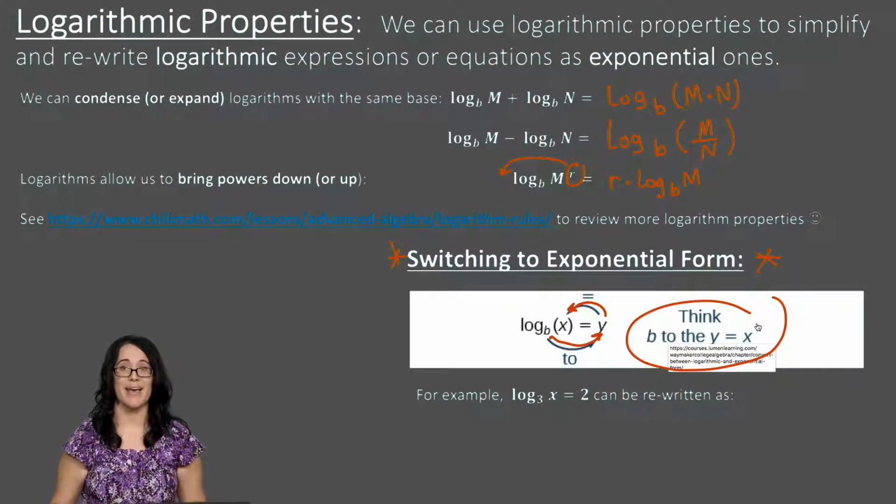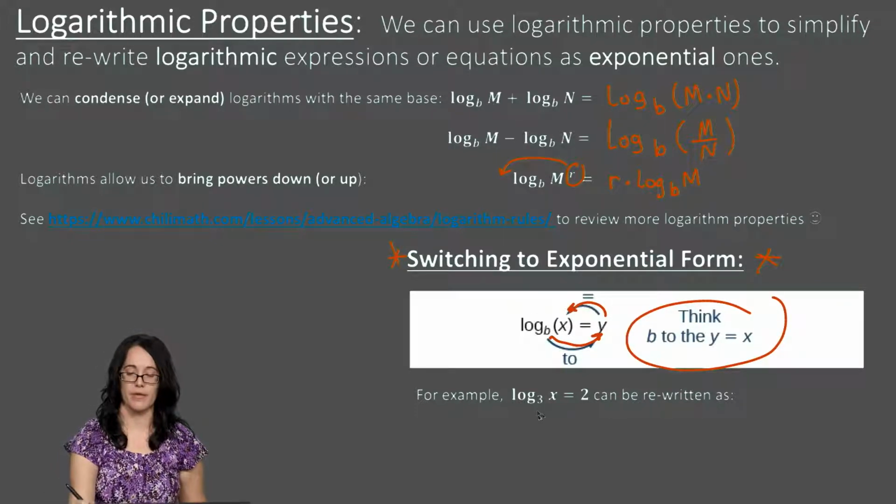Well, let's apply that now to our example below. It says log base 3 of x equals 2. How could I rewrite that in exponential form? See if you can do it yourself. That's right. 3 to the second power is equal to x. If that's what you had, great job. Now we know that means that x is 9.